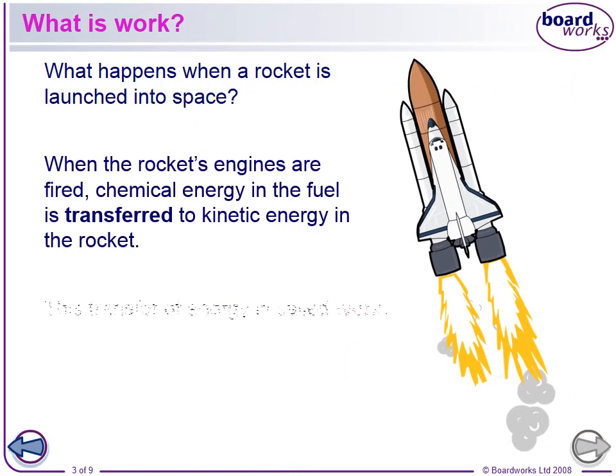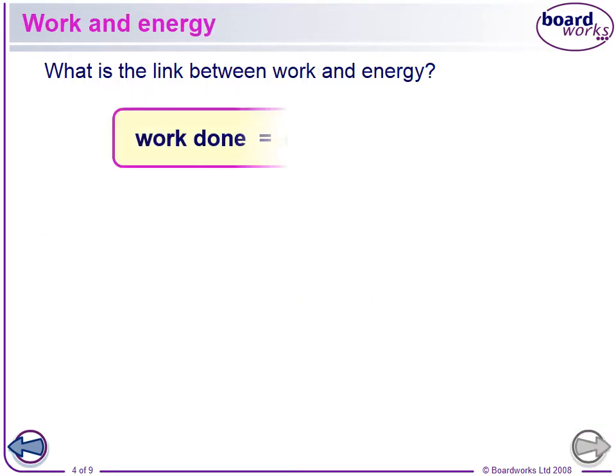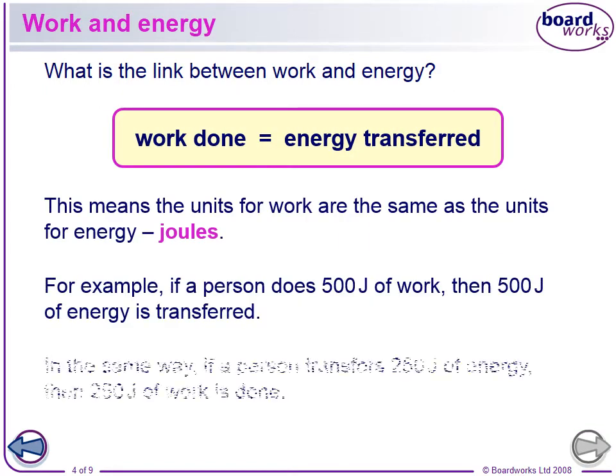So, getting into the lesson on work and power. What happens when a rocket is launched into space? Well, when the rocket's engines are fired, chemical energy in the fuel is transferred to kinetic energy in the rocket. That transfer of energy is called work. Sorry, I went too fast.